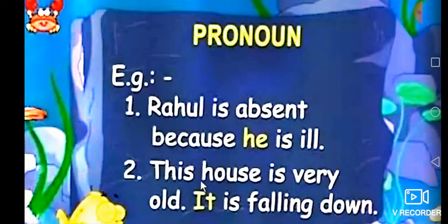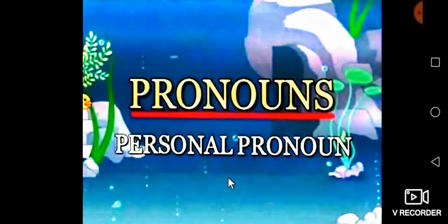You see the next example. This house is very old. It is falling down. Listen. In the above sentence, it is a pronoun because the word it is used instead of the thing, house. Clear? Next, we see some types of pronouns.